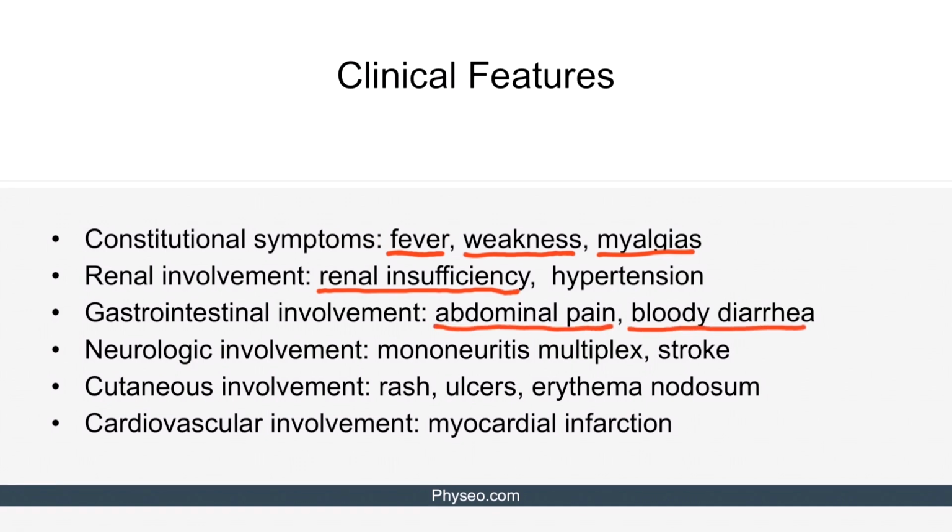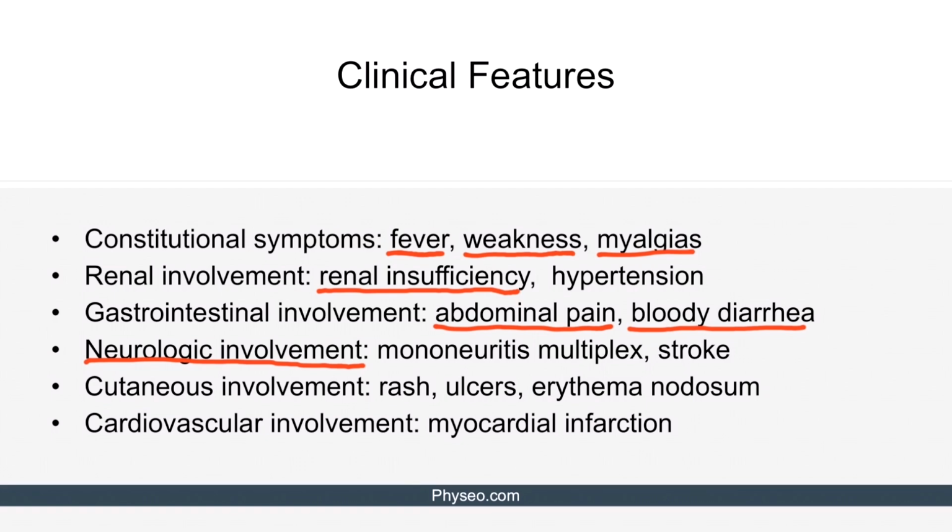And that's fairly intuitive. It's kind of like mesenteric ischemia that's known as being painful to the patients who have that. Same thing here. There's inflammation of those blood vessels and they get abdominal pain. Now, neurologic involvement usually manifests as mononeuritis multiplex or stroke. Now, what's mononeuritis multiplex? Well, this involves 2 or more isolated mononeuropathies, and it's usually asymmetric and painful, and it can present with both sensory and motor symptoms.